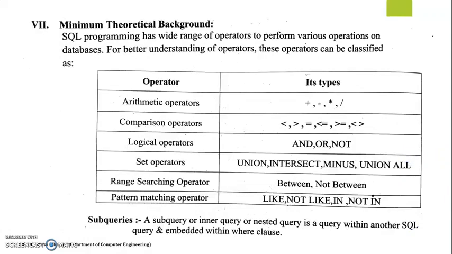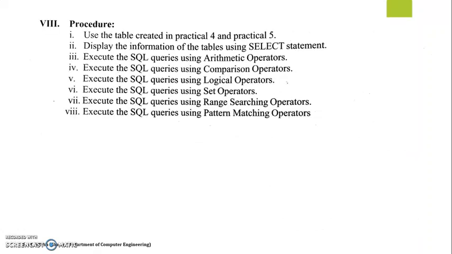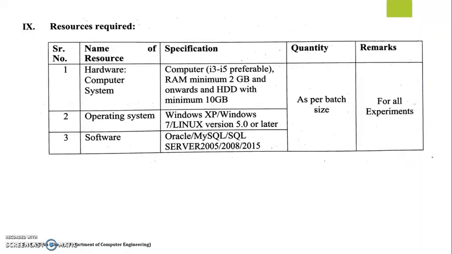Minimum theoretical background is regarding the different operators. Now these operators we have already studied in our theory session, so you can refer to that. Then the procedure: we will be using the same table that we have created in practical number 4 and 5, then displaying the information from the table using select statement and using the different operators such as arithmetic, comparison, logical, set, range and pattern matching operators. These are the minimum requirements for performing the experiment.